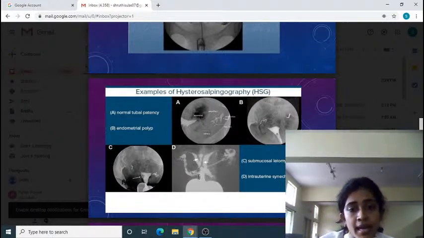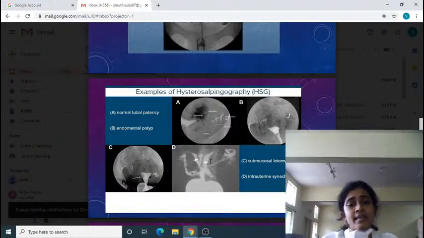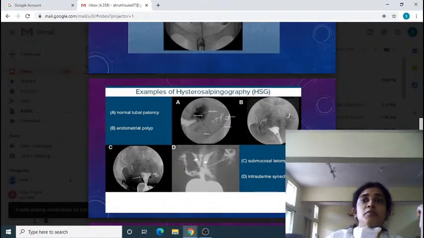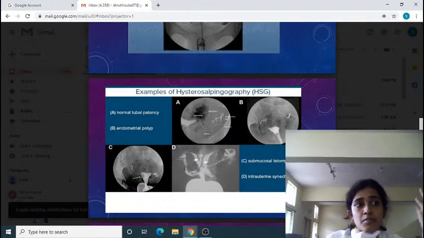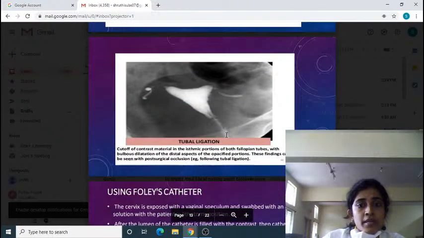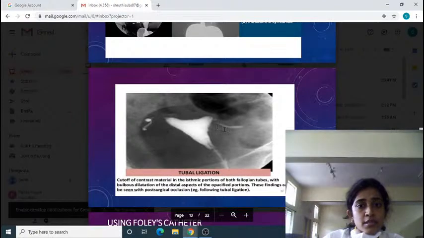In this case you can see that there is completely irregular filling of the body of the uterus, which is mainly due to synechiae. Now this synechiae can be due to many causes. It can be because of previous procedures, or because of chronic infections such as tuberculosis, which have resulted in formation of synechiae and complete or partial filling defects in the body of the uterus, as seen in this case.